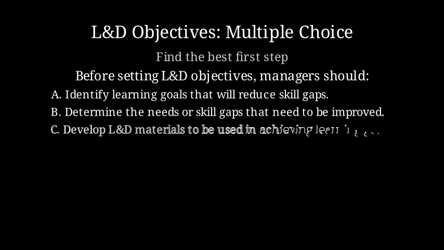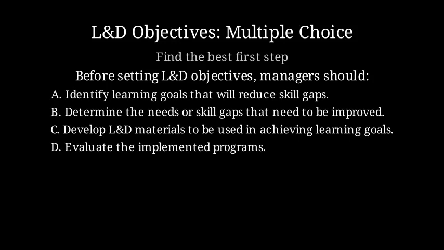Choice A says, identify learning goals that will reduce skill gaps. Choice B says, determine the needs or skill gaps that need to be improved. Choice C says, develop L&D materials to be used in achieving learning goals. Choice D says, evaluate the implemented programs. We will analyze each option in order.